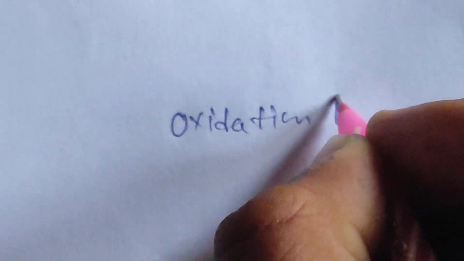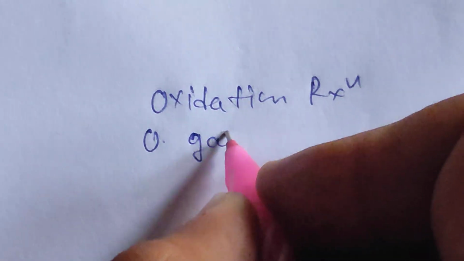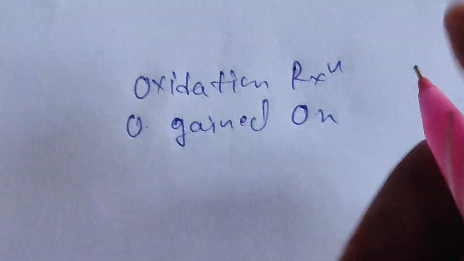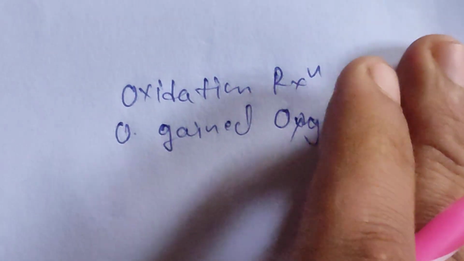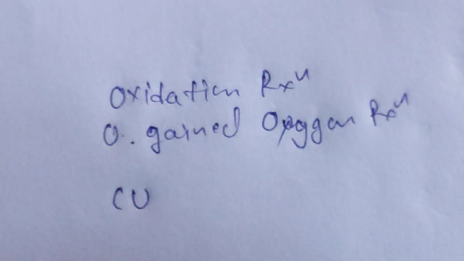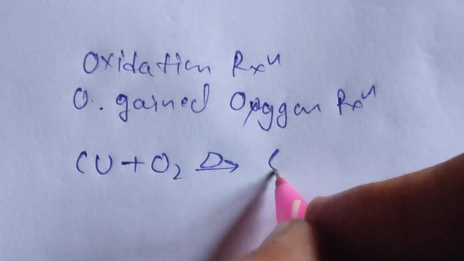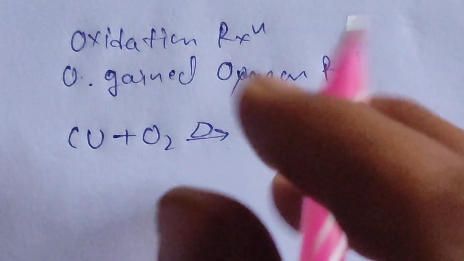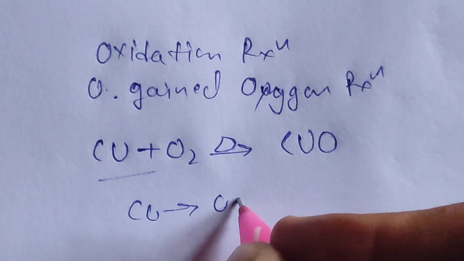While starting the topic redox reaction, let's talk about the oxidation reaction. Oxidation reaction means that when a substance gains oxygen in a reaction, it is called an oxidation reaction. For example, we have copper burned with oxygen using heat, and we see that it has become copper oxide. So this is an example of oxidation reaction because the copper gets oxidized into CuO.